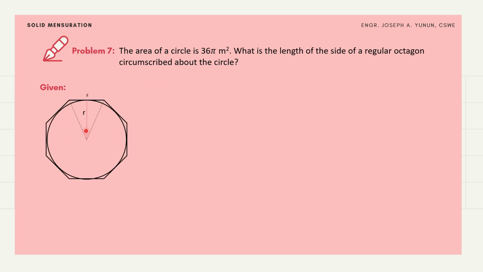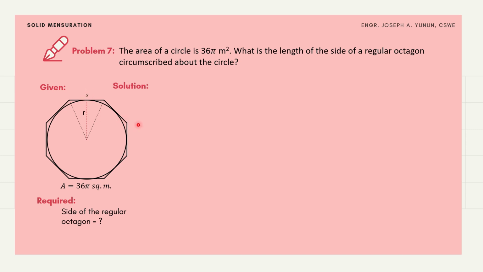Circumscribed about means the circle is tangent to all sides. We can say that the red line here is the radius of the circle. And here, that is the side of the octagon, S. The area is also given for the circle, so we can determine the radius of the circle. The required is the side of the regular octagon, which is S.